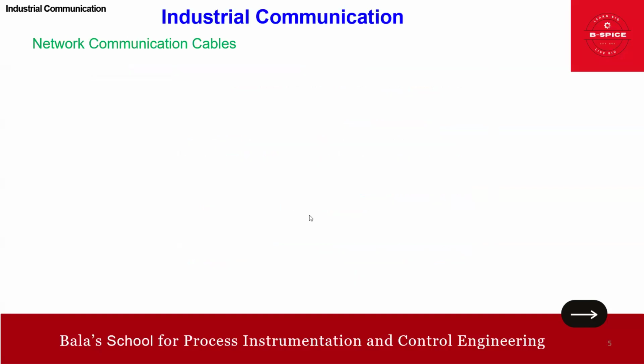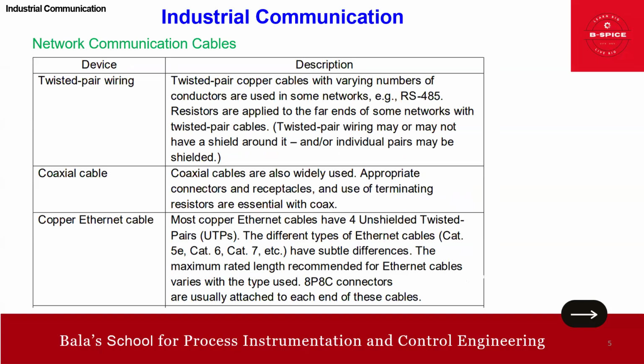Then we have a network communication cable. If you talk about communication cable, the simplest one is twisted pair wiring. Twisted pair copper cables with varying numbers of conductors are used in some networks. For example, RS485. Resistors are applied to the far ends of some networks with twisted pair cable.